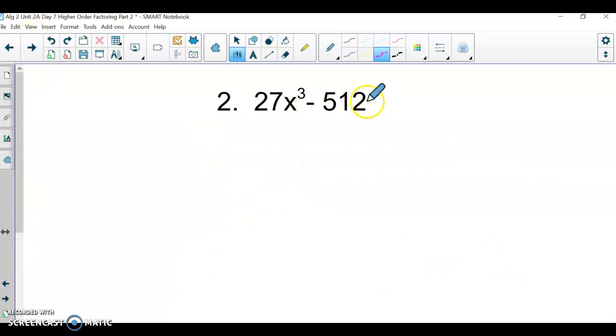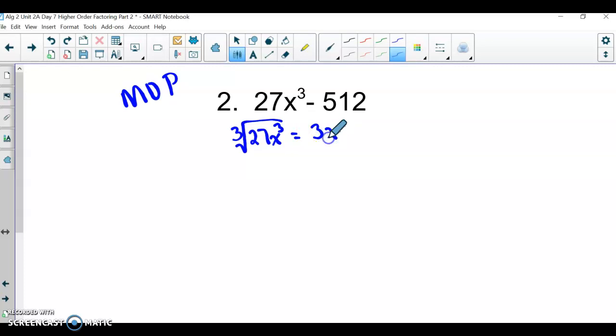We have 27x cubed minus 512. When we see cube, we recognize that, hey, I have a cubic function, so let me end up taking the cube root. Okay, we use mop. So I take the cube root of 27x cubed, which is 3x. We take the cube root of 512, and the cube root of 512 is 8.